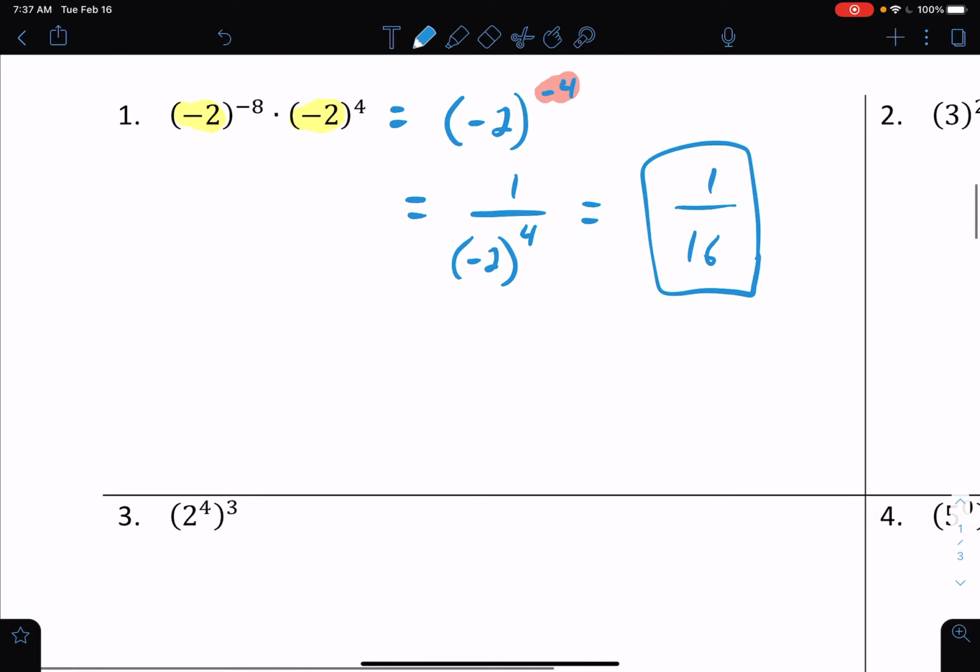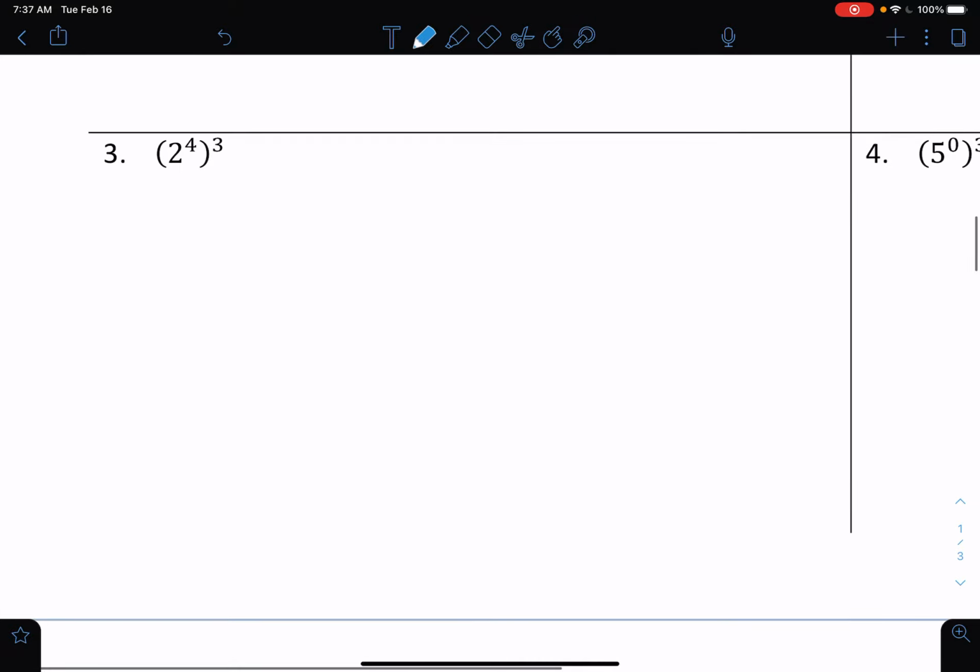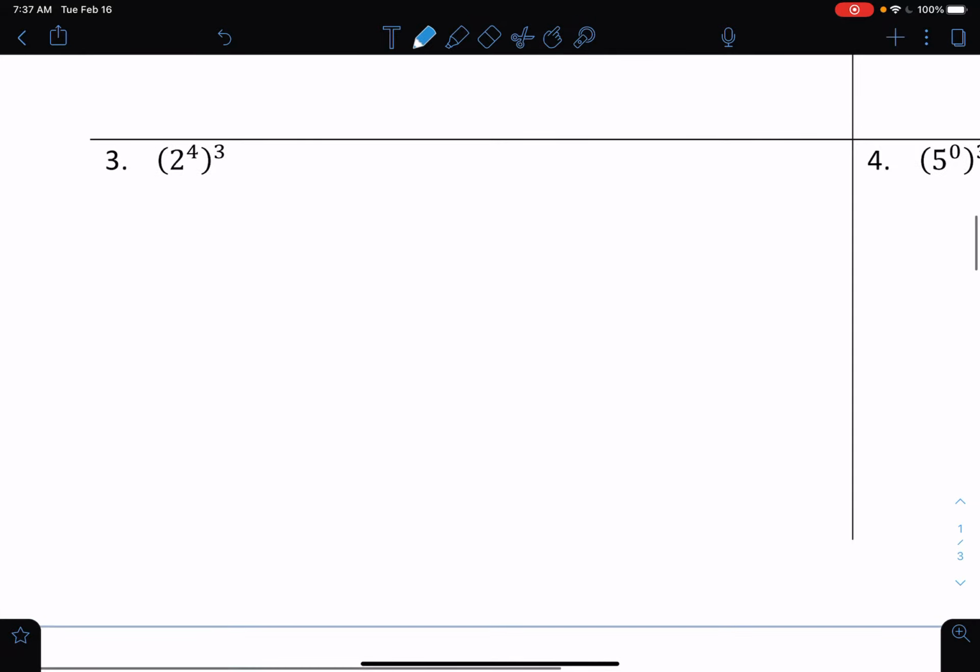And all right, moving on to number 3. Again, I'll do the odds. You practice the evens. So we get 2 to the 4th to the 3rd. So we have a power to a power. So what this is saying is I'm going to take 2 to the 4th times 2 to the 4th times 2 to the 4th. So that's what this is saying. The shortcut or the rule is that I can multiply these exponents together. So I get 2 to the 12th.